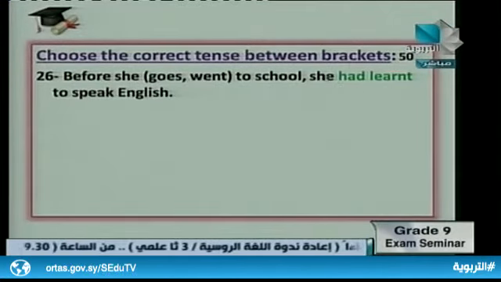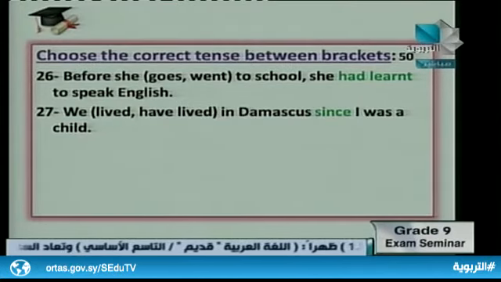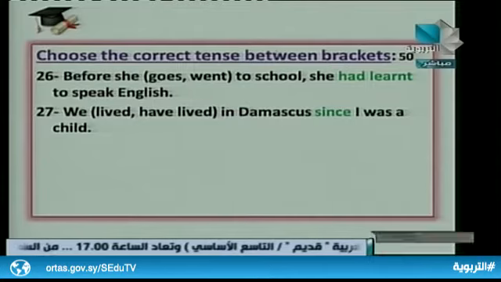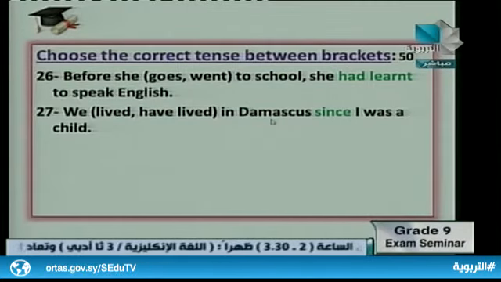Another example: when we have something in the past, it doesn't have connection to the present. Number 27: we lived or have lived in Damascus since I was a child. Here we have the word "since". We know that we use "since" and "for" with the present perfect tense. So we're going to use an indicator.